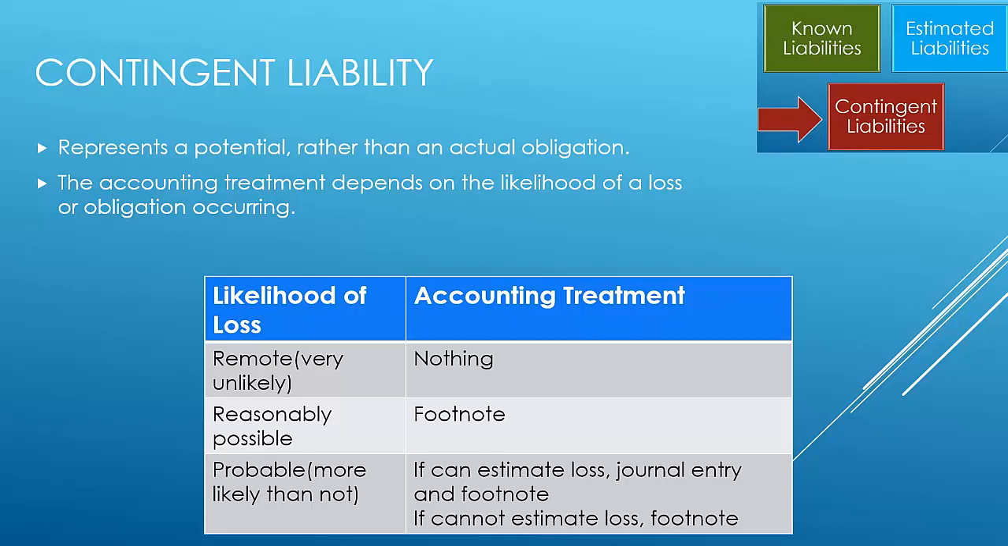All right. Now, if the likelihood of the loss is probable, so it looks like it's going to happen, and we can estimate the loss, meaning maybe the lawsuit's going to be between $1 and $1 million, then we're going to put in a journal entry, and we're also going to put that into the footnotes. But if it's probable, but the amount of the award cannot be estimated, we'll put it in the footnotes. So these are important distinctions for you to make.